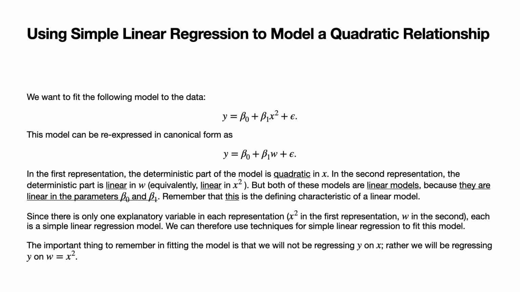But both of these models are linear models because they are linear in the parameters beta 0 and beta 1. Remember that this is the defining characteristic of a linear model. Since there is only one explanatory variable in each representation, x squared in the first representation and w in the second, each is a simple linear regression model. We can therefore use techniques for simple linear regression to fit this model. The important thing to remember in fitting the model is that we will not be regressing y on x. Rather, we will be regressing y on x squared.